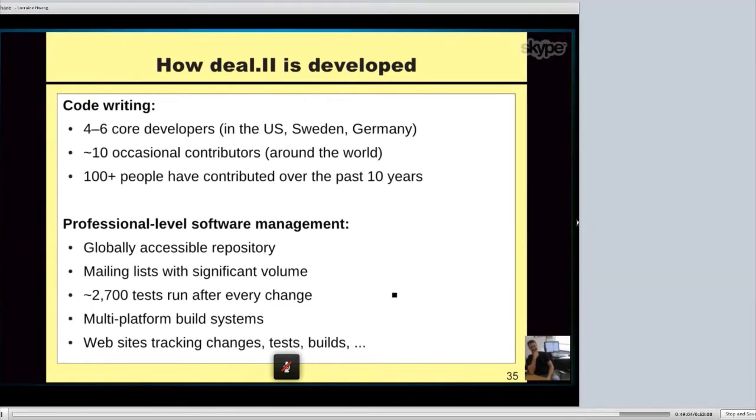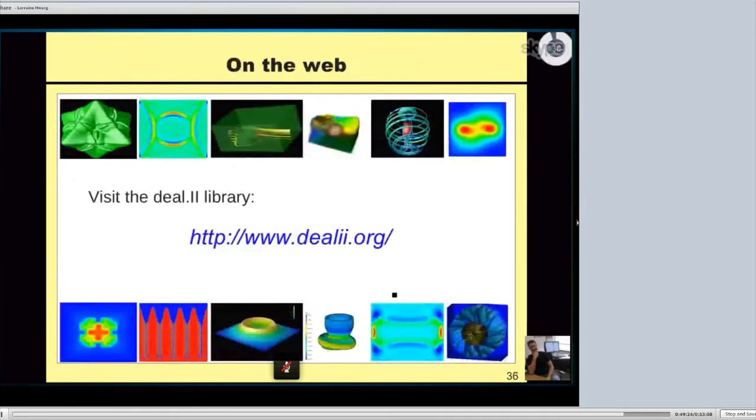There's, of course, a freely accessible repository for the current development version. There are mailing lists where you can ask questions. As I mentioned, there are about 2,700 tests that we run after every single change to tell us if something breaks existing functionality. And then there are websites that track all the changes, the tests, the builds, and so on and so forth. So we really try very hard to produce something that is high quality. As I mentioned, the website is dealii.org, and if you want to find more information, this is the place to go to.